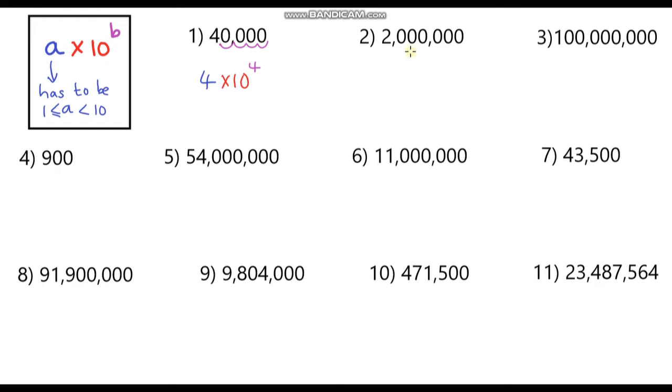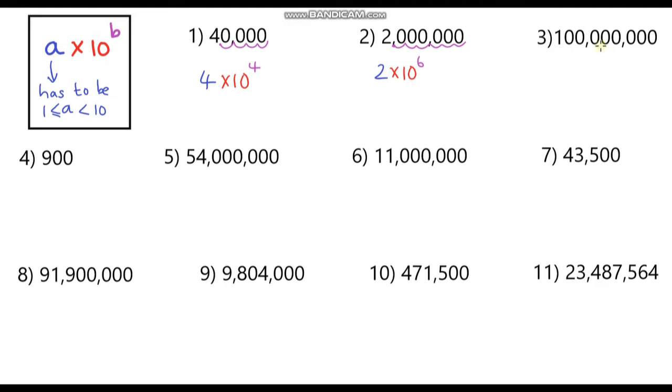So this is 2 million. Our base number is going to be 2. It has to be between 1 and 10. We can't use 20 or 200. And then again, we're going to multiply by 10. So let's put our decimal point in. I always like putting the decimal point in first and then moving it to the right until we get to our number. So we're going to go 1, 2, 3, 4, 5, 6 spaces to the right. So our power is 6.